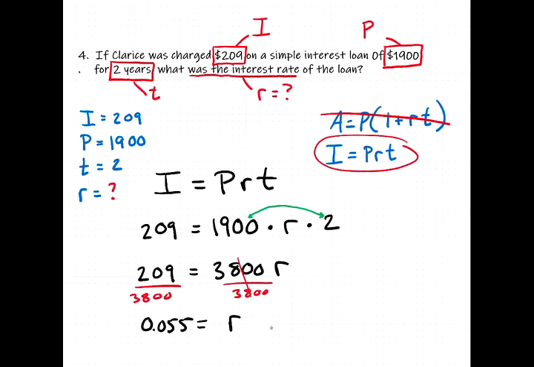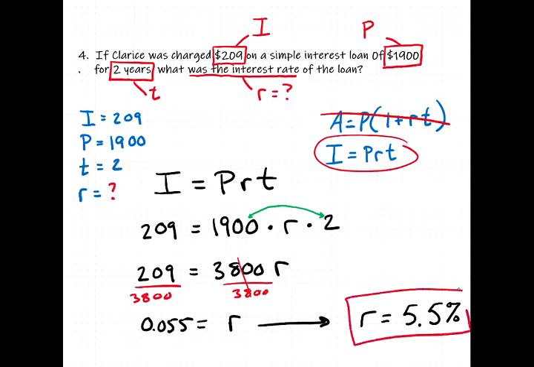Now let's convert that to a percentage. So to convert this decimal to a percent, we'll multiply by 100 or move the decimal point 2 places to the right. So the interest rate is 5.5%.